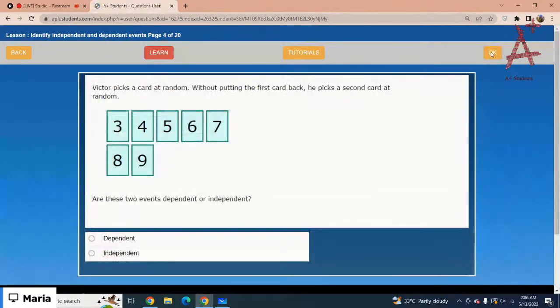Okay, Victor picks a card at random. Without putting the first card back, he picks a second card at random. Are these two even dependent or independent?